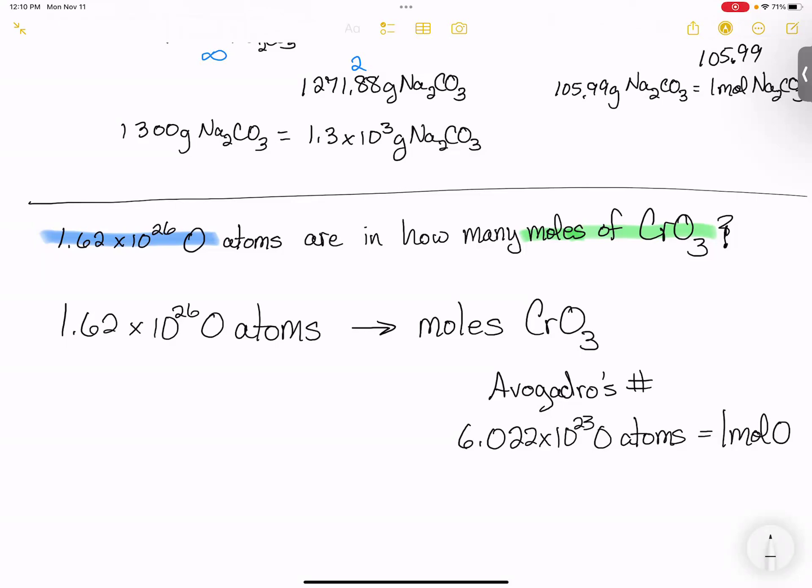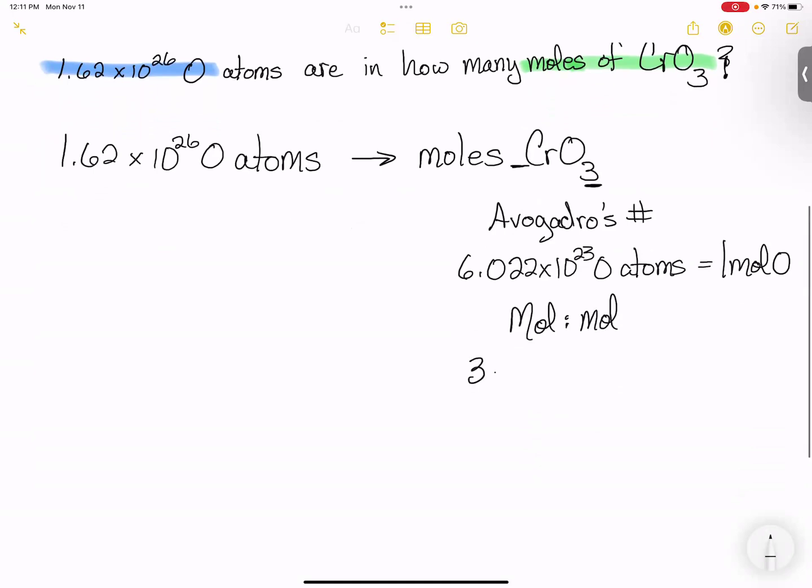It comes from the formula. This formula literally is saying there are 3 oxygens in one chromium 6 oxide. So the mole to mole ratio is that there are going to be 3 moles of oxygen to 1 mole of chromium 6 oxide. Questions?